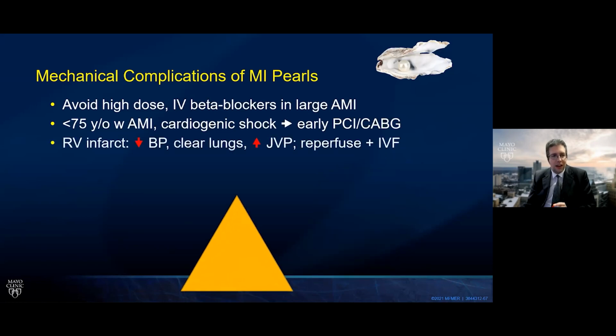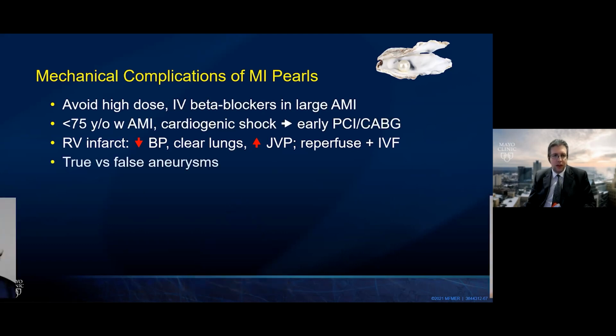RV infarct has that classic triad that we talked about of hypotension, clear lungs, and elevated JVP. Reperfuse them in timely fashion, give them IV fluids, and know that these patients can progress quickly. You may need to give them inotropic support or even mechanical support to get them through that acute event.